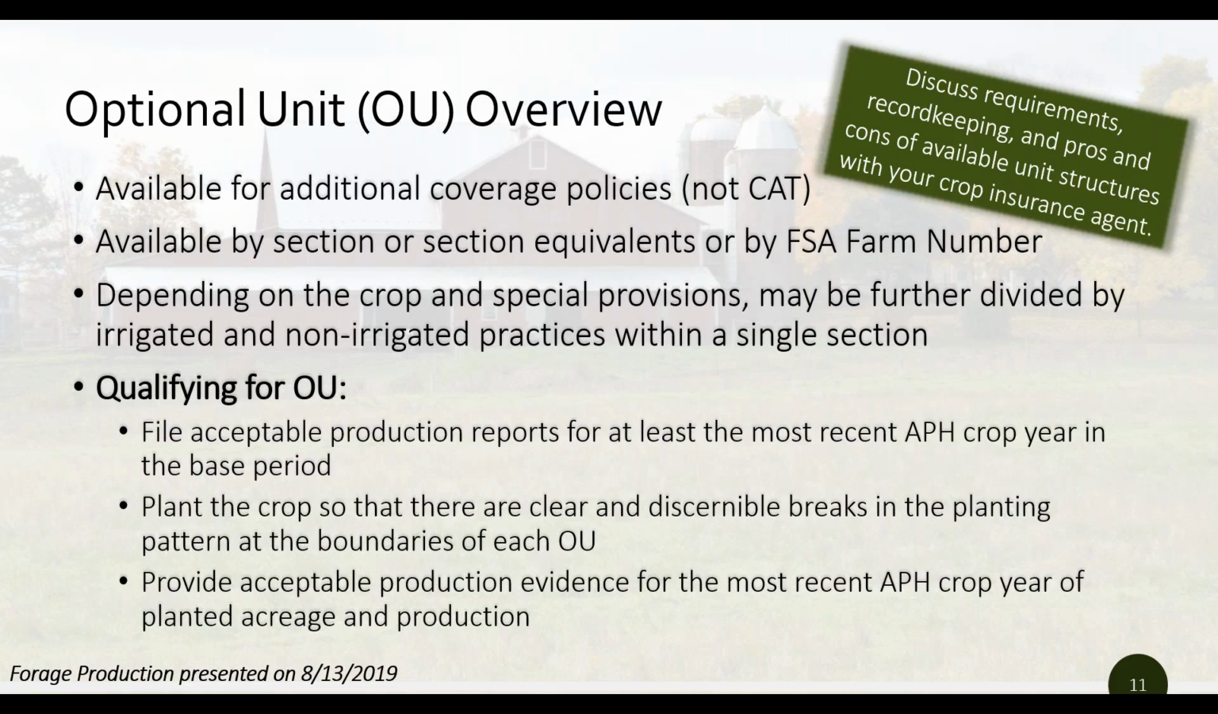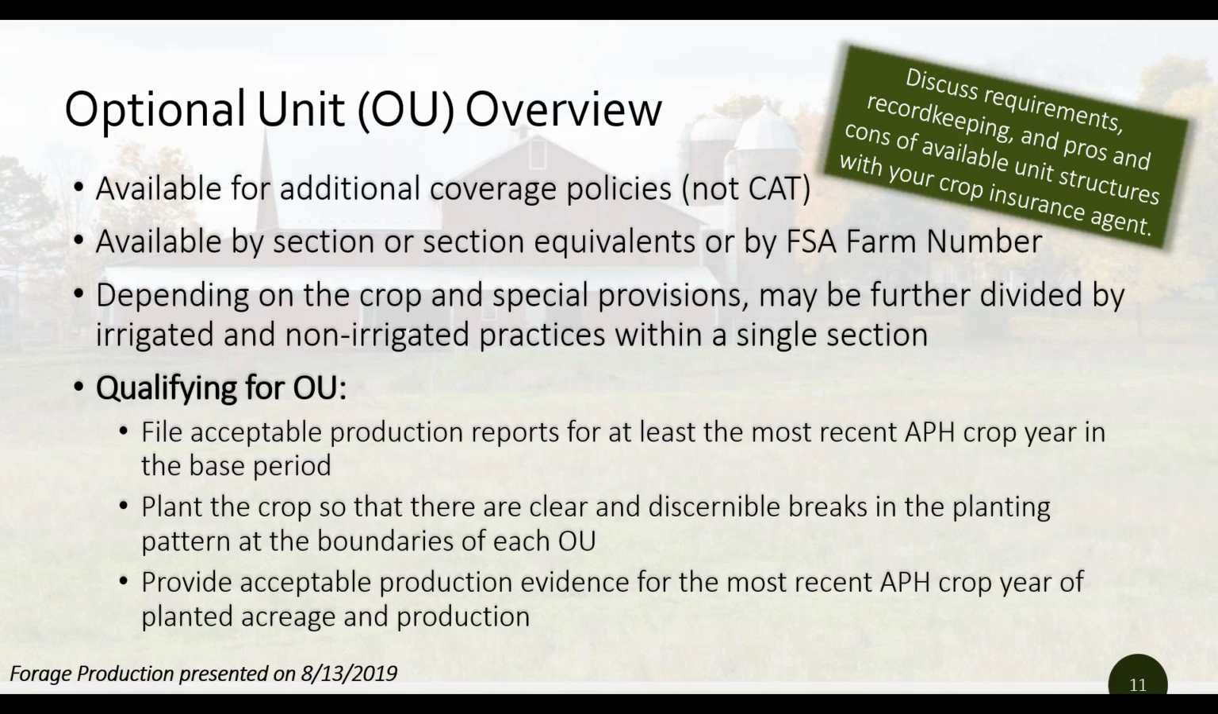You must file acceptable production reports for at least the most recent APH crop year in the base period. And the key here is the more records you provide, the more years of records you provide, the better you are able to tie your actual production history to the actual experience. So you want to plant the crop so that there are clear and discernible breaks in the planting pattern at the boundaries of each optional unit. So if you have a couple of fields that are in sections that cross section lines, there needs to be a discernible break in the planting pattern to make sure that we can separate those.